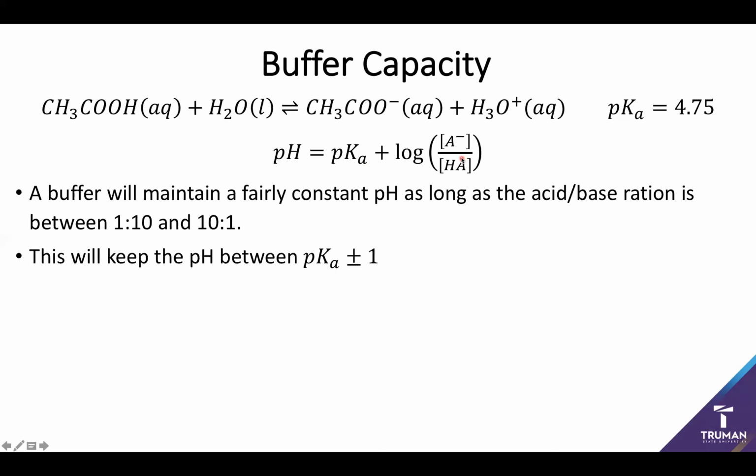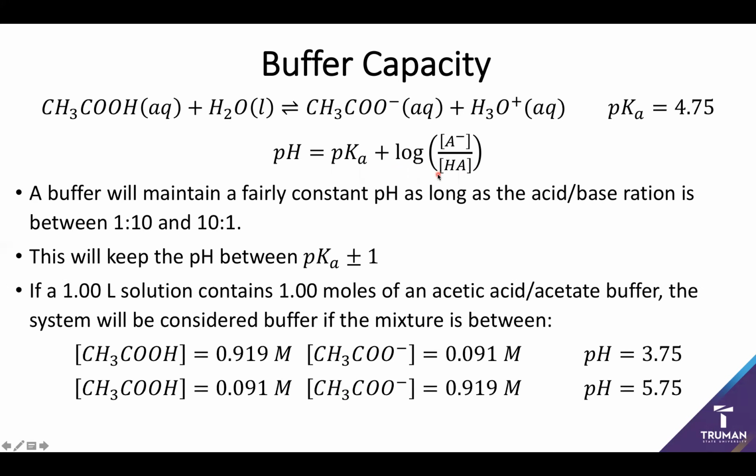As soon as you get outside of that range, the concentration ratio will change a lot more rapidly with the actual values, and the pH quickly starts going out of control. So in this range, any sort of pH change will be fairly modulated.